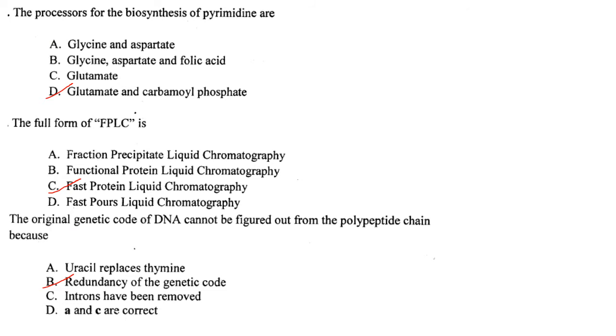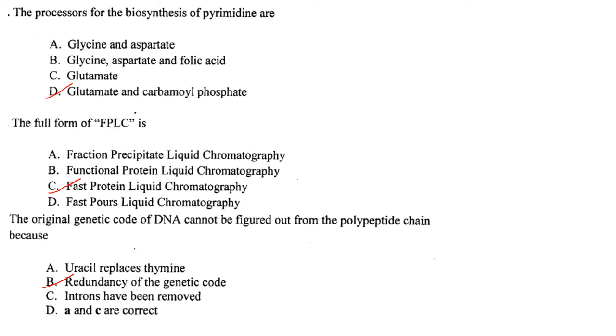The next one: the processes for the biosynthesis of pyrimidine are, or they are not, it might be a printing mistake, it might be precursors. So glutamate and carbamoyl phosphate. Answer is option D. The full form of FPLC. FPLC is fast protein liquid chromatography.